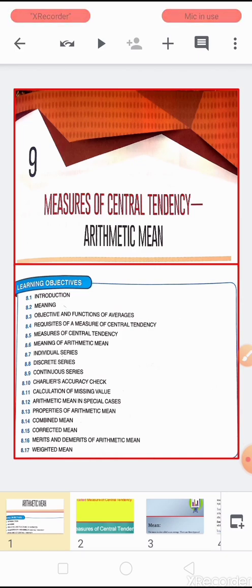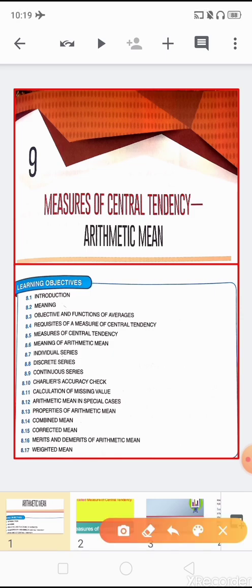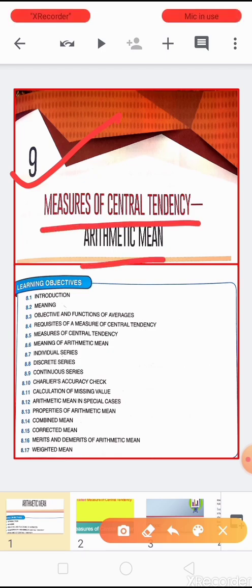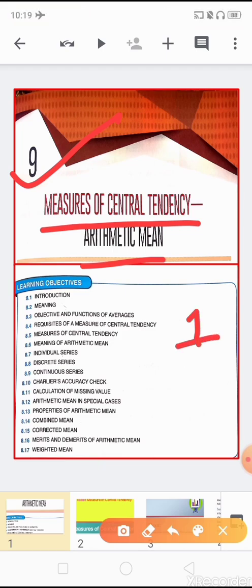Children, today I am going to start the next chapter of our book, Statistics for Economics, and that is chapter number 9. The name of our chapter is Measures of Central Tendency, that is Arithmetic Mean. Children, this is the first video of this chapter, and in this video, we are going to learn some of the important topics of this chapter.